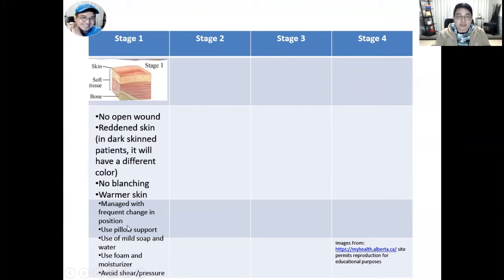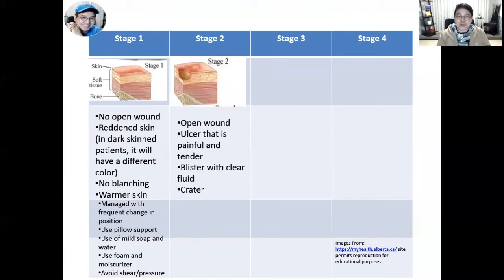They are allowed to use pillows for support, use mild soap and water, as well as foam and moisturizer. Now, avoid shear or pressure. Once again, you have to make sure that the patient who is bedridden is not sliding down the bed, because that would increase the pressure due to the shearing force on the skin. Okay, can you delegate the care of a patient with stage one pressure ulcer to the unlicensed assistive personnel? The answer is yes, you can.